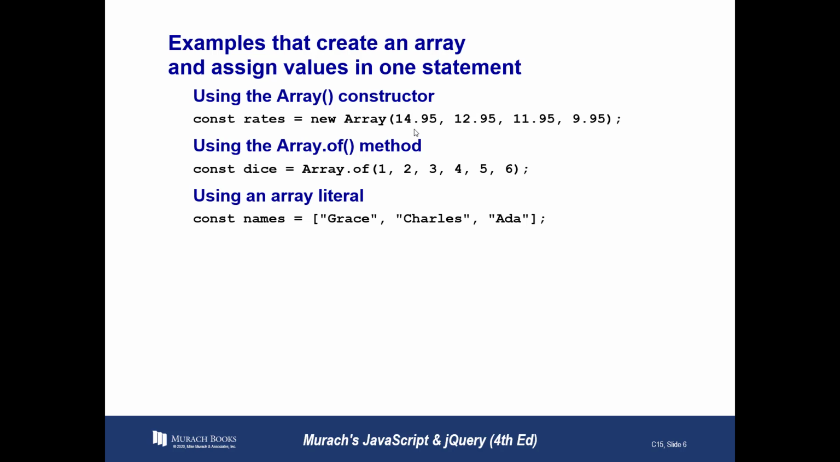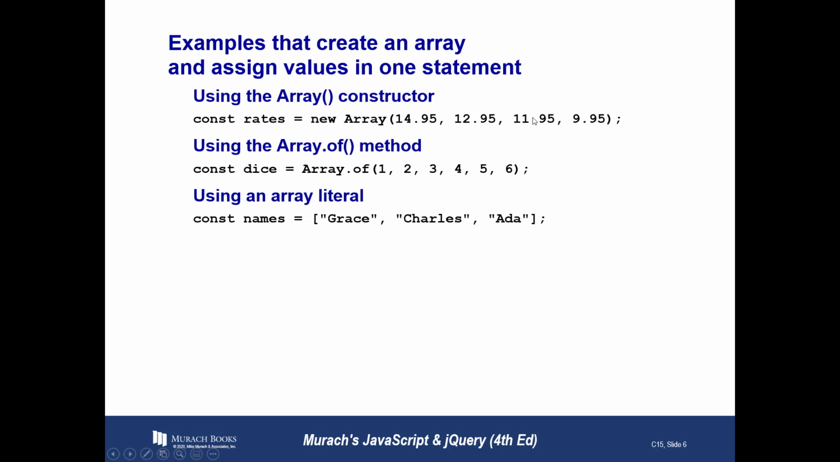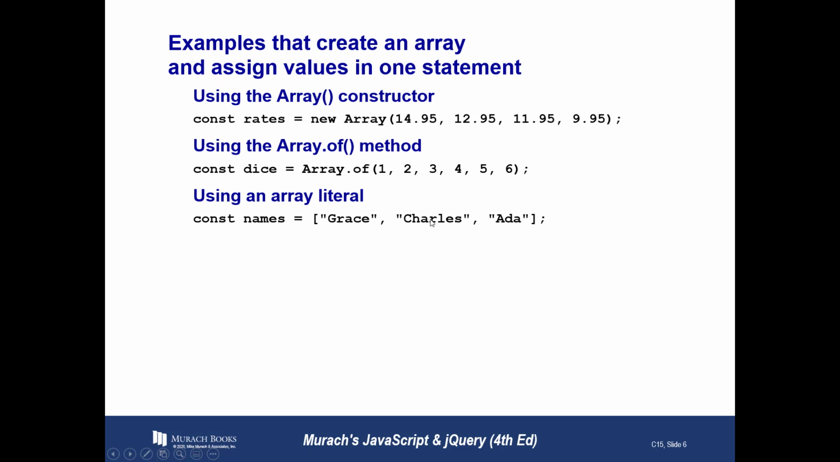Now, arrays are a little bit different animal in that if I came down here later and I said names[0] equals John instead of Grace, it would work. I can't have names point to a different array, but I can change the values that are in the array at different places, even if it was set up with const. All right. Remember that the syntax or the way that we refer to an array element, it's the name of the array, then in brackets, the index. And remember again, arrays are always 0 based. So rates[2] would refer to the third array element, which means 11.95. names[1] would refer to the second element, or Charles.